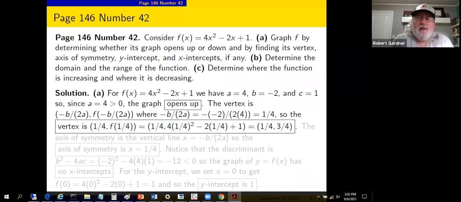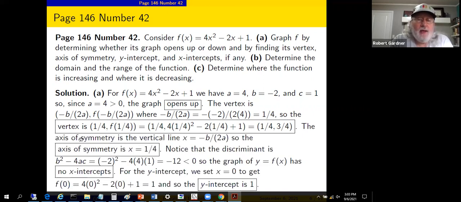They wanted opens up or down and the vertex; we've done those two. Next is the axis of symmetry, and some intercepts. The axis of symmetry is the vertical line that passes through the vertex. In general, it's x equals -b over 2a. We saw upstairs that -b over 2a is 1/4. So the axis of symmetry is x equals 1/4. Vertical lines are of the form x equals a constant, so it would have to be x equals 1/4. That's the x coordinate of the vertex.